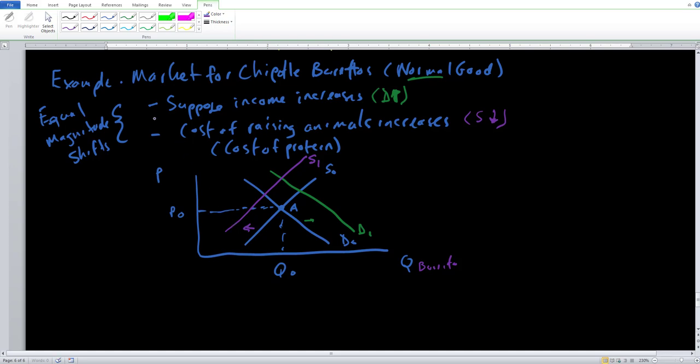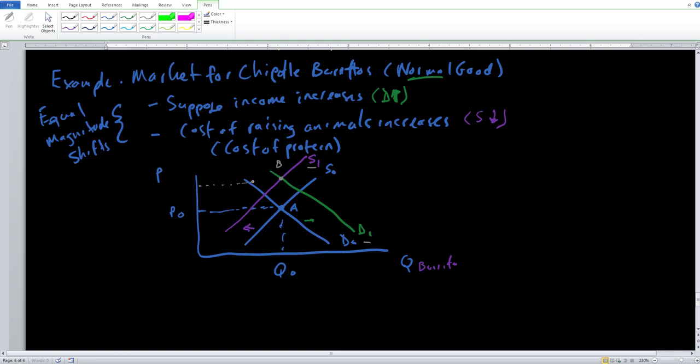With all of this, where is our new equilibrium point going to lie? I'll put this in gray. Our new equilibrium is going to be the intersection of S1 and D1, the curves that we just drew out. So this intersection right here, that's going to be point B. And we know for sure exactly where our equilibrium points are going to be.